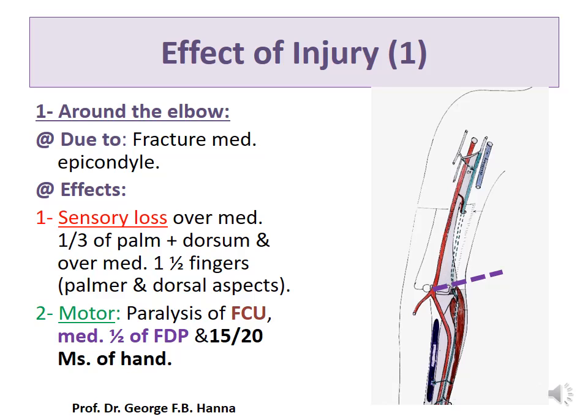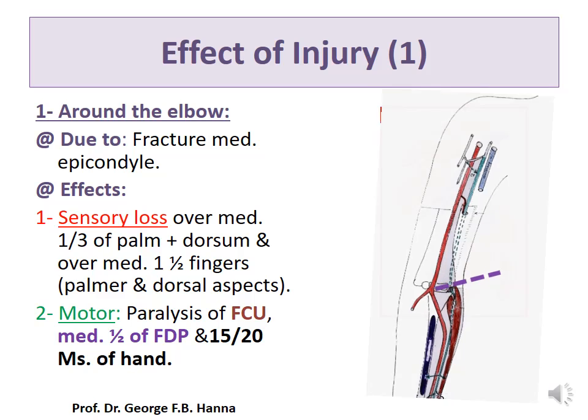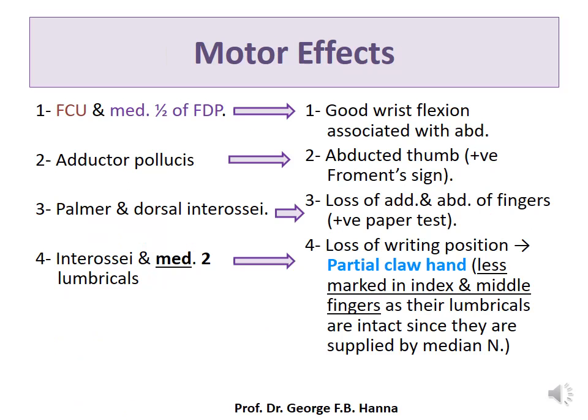Motor effects here, it leads to paralysis of the flexor carpi ulnaris, which is in brown, and the medial half of flexor digitorum profundus in violet, as well as 15 muscles out of 20. Let us pick one and one.